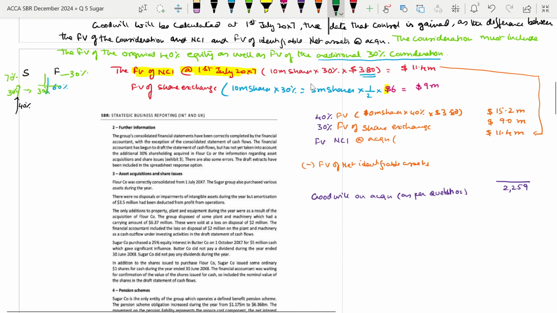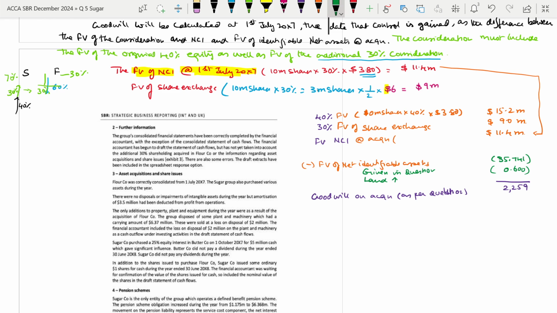Now, the fair value of net identifiable assets is given in the question. Deduct it. It is 35.741. Next, the fair value of the land. Land has been increased by 600, that is 0.600.